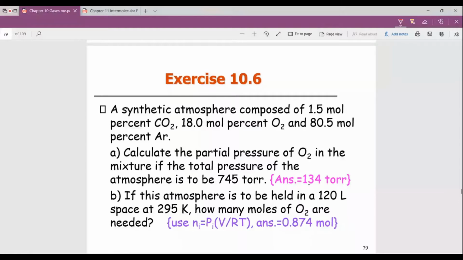A synthetic atmosphere is composed of 1.5 mole percent CO2, 18 mole percent O2, and 80.5 mole percent Ar. Calculate the partial pressure of O2 in the mixture if the total pressure of the atmosphere is 745 torr.